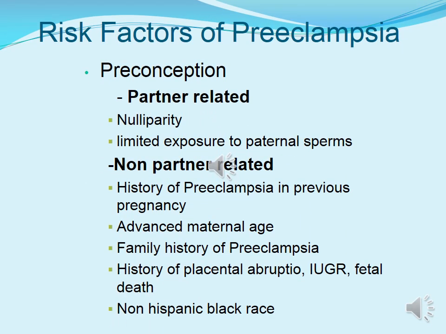There are risk factors of preeclampsia, mostly preconceptually related to the partner, such as nulliparity and limited exposure to the paternal sperm, while those which are not related to the partner include a family history of preeclampsia and a history of preeclampsia in a previous pregnancy. Advanced maternal age. A history in the previous pregnancy of abruptio placentae, intrauterine growth restriction, or fetal death. It is even more common in the non-Hispanic black race.